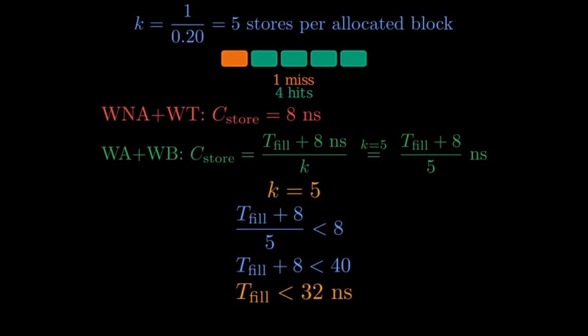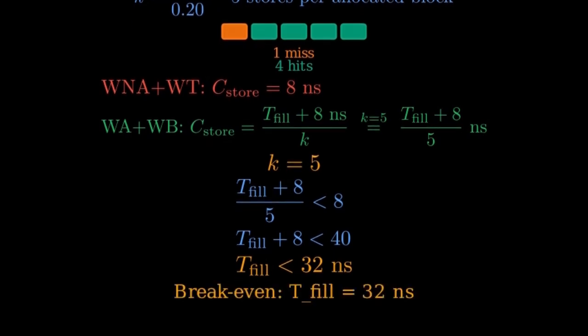Multiply both sides by 5 to get T_fill + 8 is less than 40. So T_fill is less than 32 nanoseconds. This is our break-even point. If a 64-byte line fill from level 2 is faster than 32 nanoseconds, write-allocate with write-back wins for this trace.